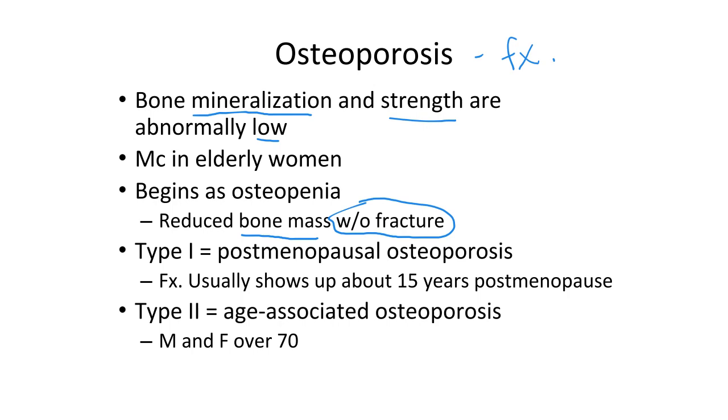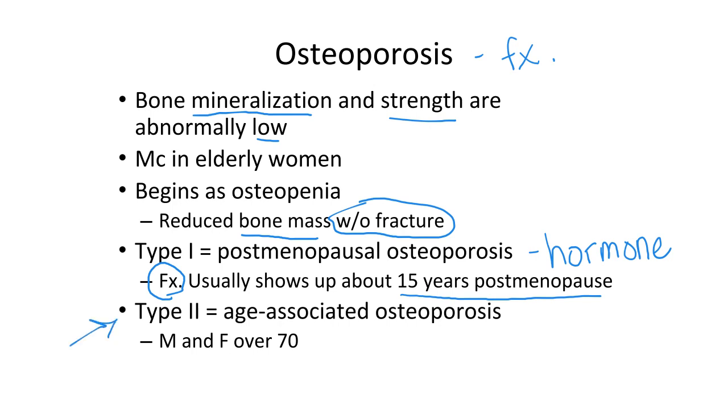And there are two basic types. Type 1 is postmenopausal osteoporosis. This is going to be due to the hormone change that occurs in particular with estrogen and progesterone with women as they go through menopause. And that has a big impact on their bone density. And so the fractures will start to show up about 15 years post-menopause. The bone has been steadily weakening since the onset of menopause due to the hormone fluctuations. And so it takes a while for the bone to weaken enough to develop into fractures. So in the meantime, you have the osteopenia without fractures.